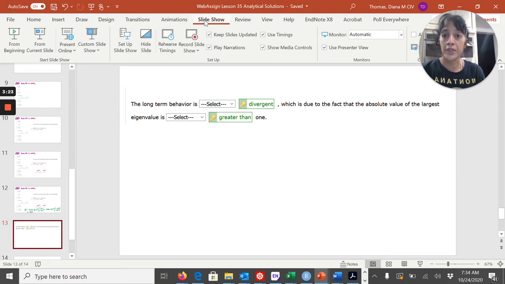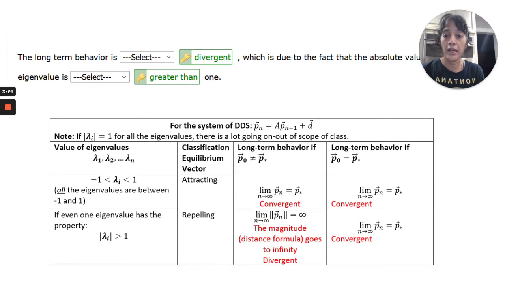And the reason is that if any one of the eigenvalues is bigger than 1, I'm in this slot down here. So the eigenvalues take the place of little a from block 1. And if little a was bigger than 1, then you would have divergence. And here, the equilibrium value vector would be repelling, and the magnitude of the distance vector would go to infinity. We don't have that in the book, but that's how we would say it.